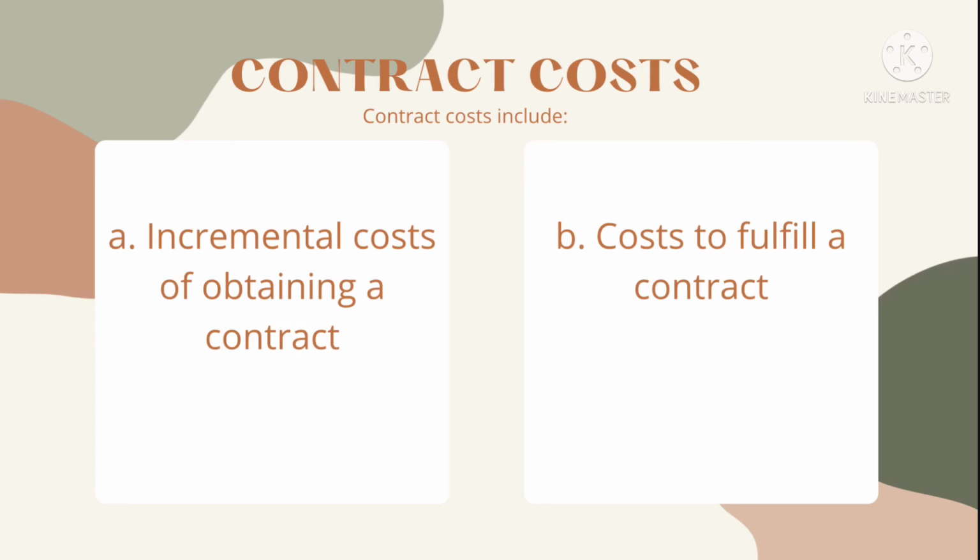Costs of fulfilling the contract are costs incurred in connection with satisfying performance obligations, and the standard says that if these costs are in the scope of some other standard, like IAS 2 Inventories or so on, then you need to treat these costs in line with the relevant standard. If these costs are not within the scope of another standard, then these costs should be capitalized or recognized as an asset if they meet the conditions specified in PFRS 15 to do so.